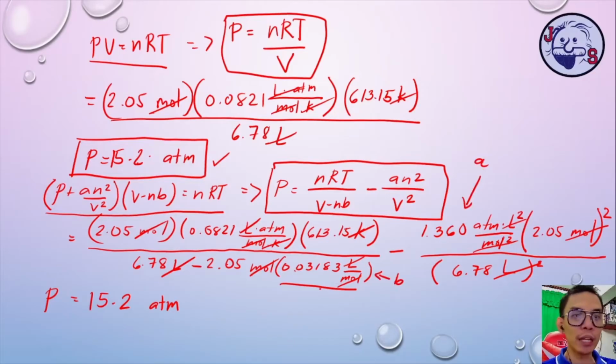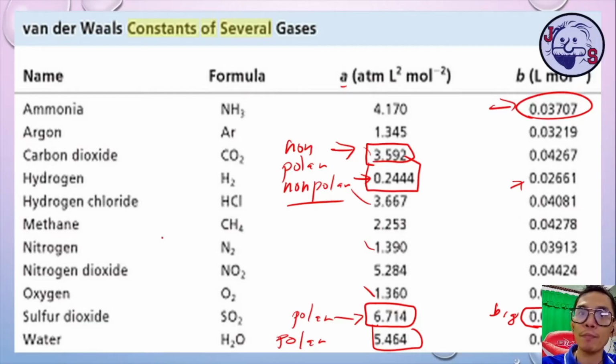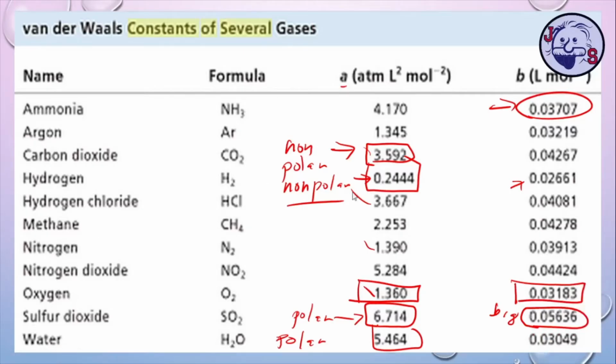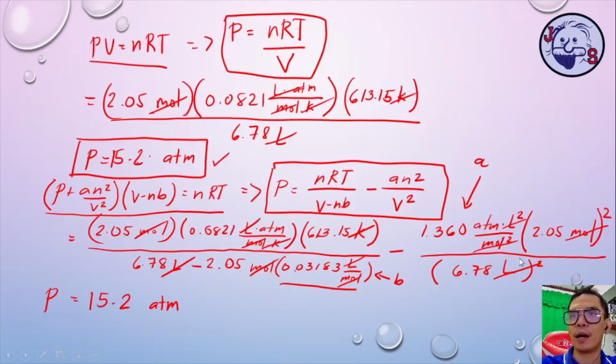Now, where did we get these values? The A value and B value, we got from this table. The A value is for oxygen, and the B value is also for oxygen. So this will be the B value and this will be the A value that you need in order to solve that particular problem. Okay, so let's go back to it.